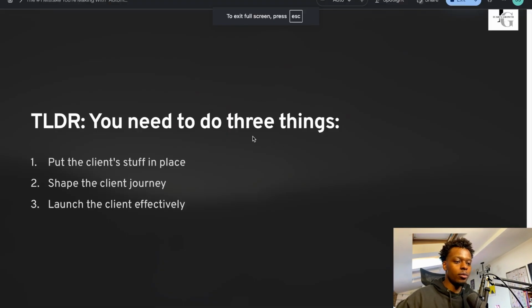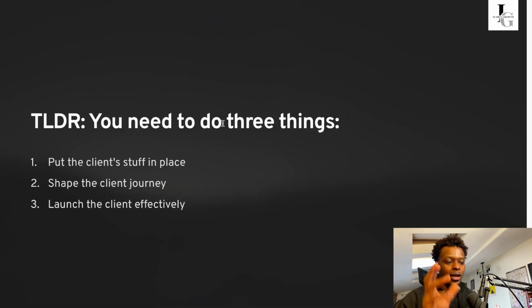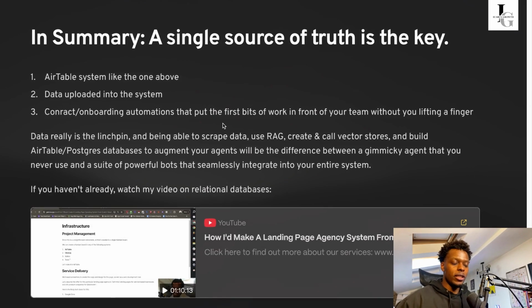So TLDR, you need to do 3 things. You need to put the client stuff in place. You need to shape the client journey, which we did with a couple of nodes that I kind of glossed over, where you're sending emails which say, this is where the onboarding form is. Go and click on the onboarding form so that you can fill it out so that we can get started. Here's the link to the onboarding call. Also pay up because you haven't paid yet. And then number 3, launch the client effectively, which you do with the information that has been generated by the market research. So in summary, a single source of truth is the key.